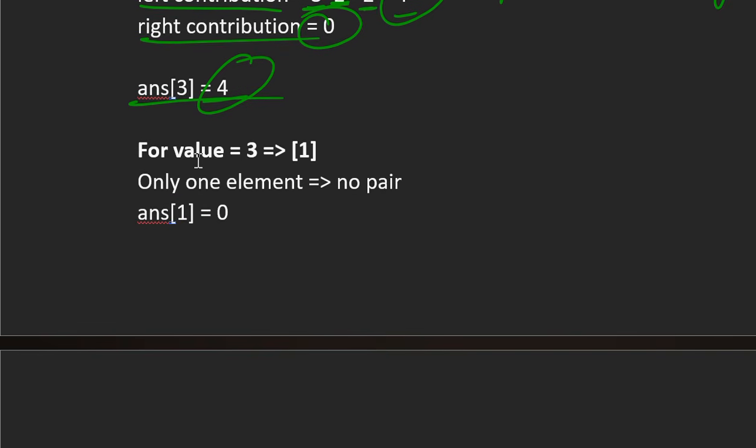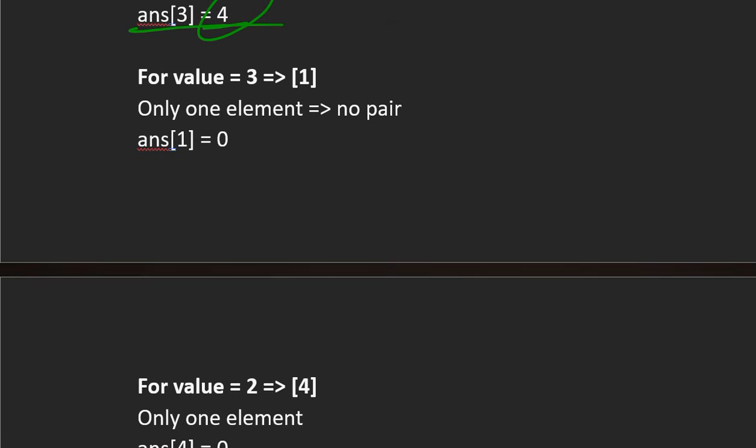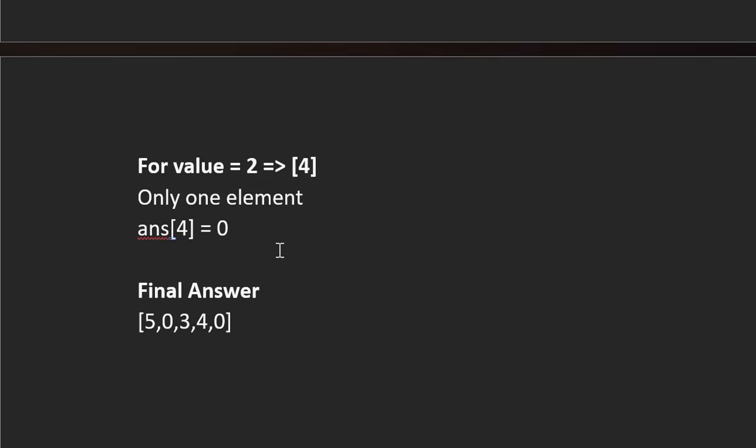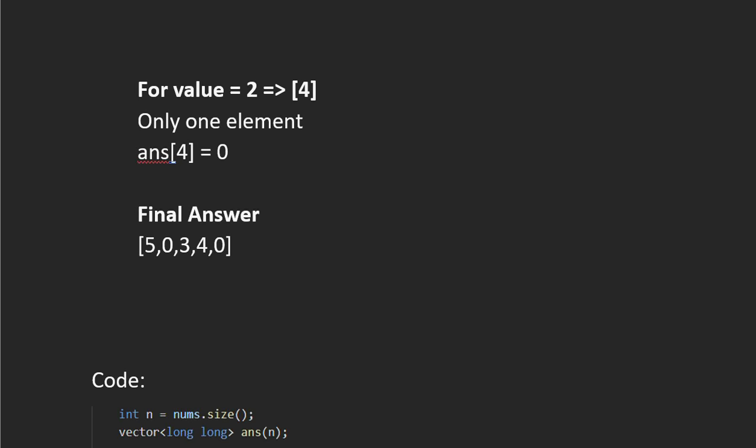Then for the next group, we solve the next group. In the next group, value is 3 and it is present at index number 1. If only one element is present, no pair formation, so the answer will be 0, and the same will be for value is equal to 2. So what will be the final answer? The final answer is this, 50340. So we have written the answer.